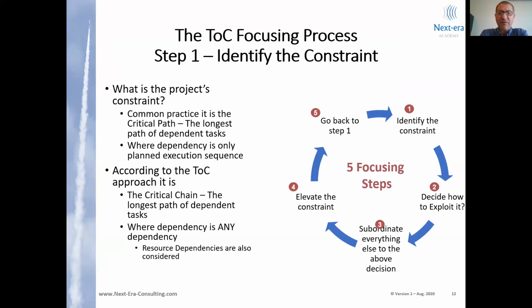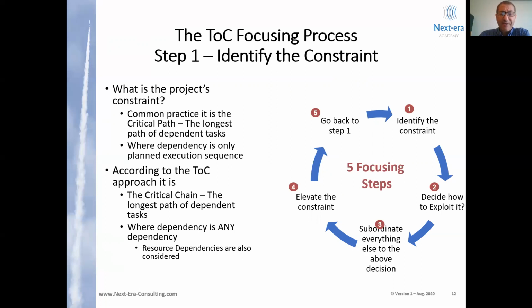Now let's apply the theory of constraints focusing process on projects. The first step is to identify the constraint. It is understood that the constraint of a project is the longest path of dependent tasks, and normally we are using in project management the critical path.